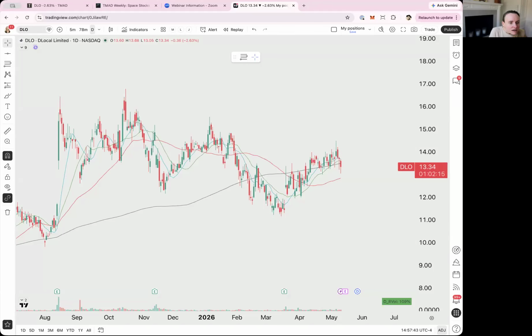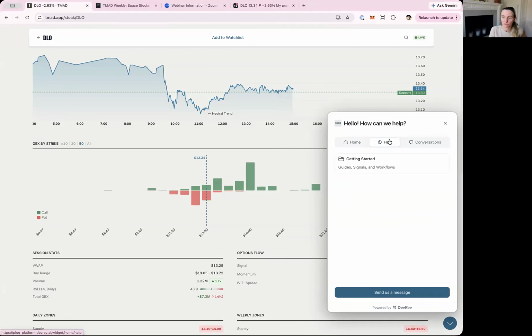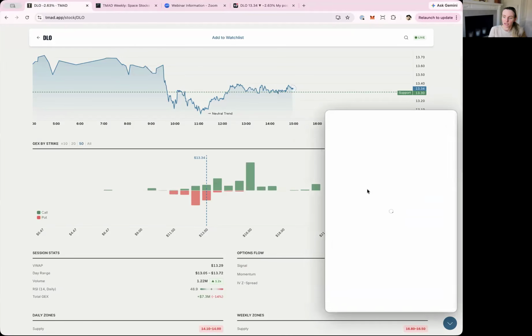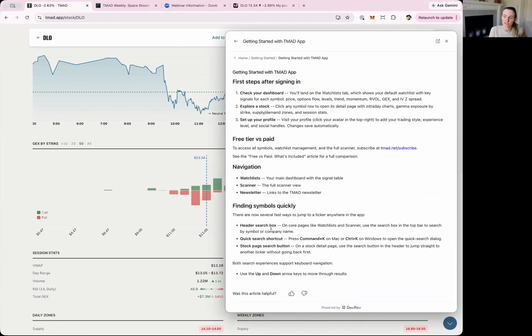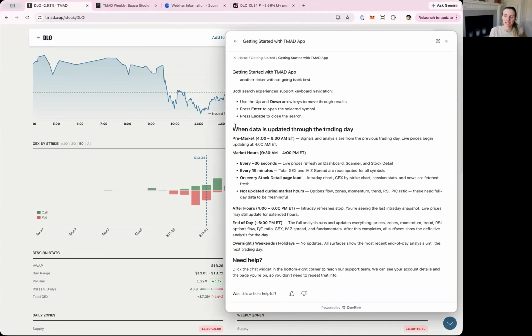Okay. Scanner updated. Some things are updated live. Look at this. This is the help, and there you can chat if there is any question about the scanner guides. And then you can see what is updating when, getting started, and you will find all the answers here. Free tier, paid tier, symbols, how to find everything. What is updating, right? Every 30 seconds prices, scanner, stock detail. Every 15 minutes, total Jacks, IBC spread recomputed for all symbols.